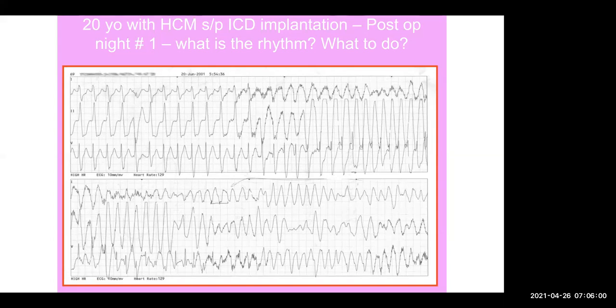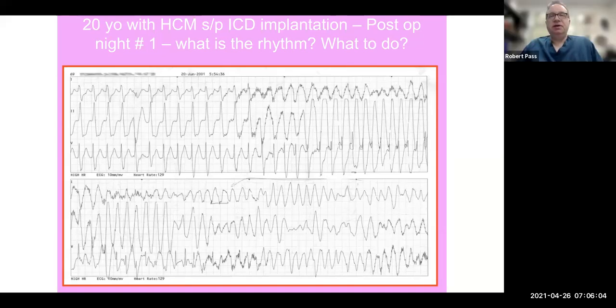The upper rate limit of the. Well, it's not called the upper rate limit. What is that called? It's the detection zone, right? So you want to tell the device, at what rate should I consider this rhythm to be fast enough that I would want to defibrillate or cardiovert the patient.